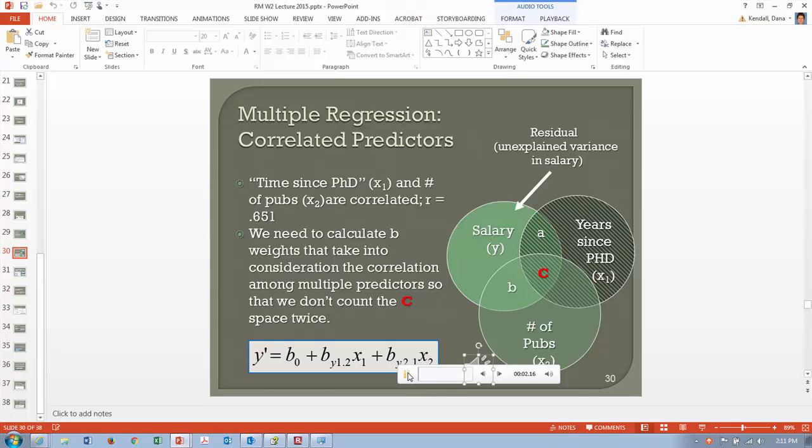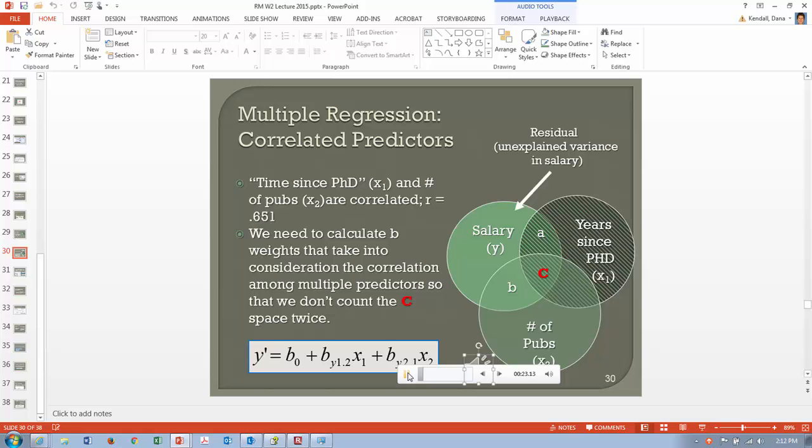So we have a new Venn diagram here that is probably a more realistic depiction of what's going on in reality. Our DV is still salary, and we have our two predictors correlated with one another, and part of that shared variance is also shared with the DV.